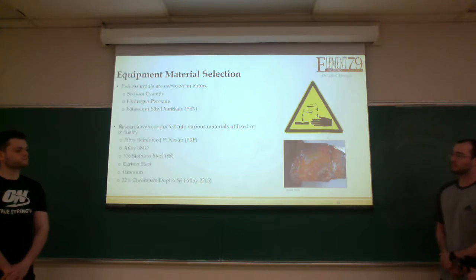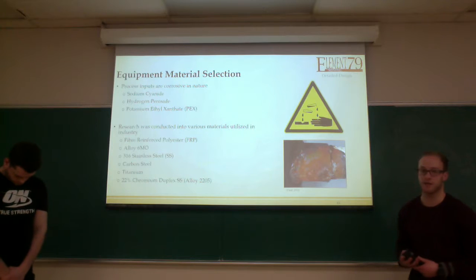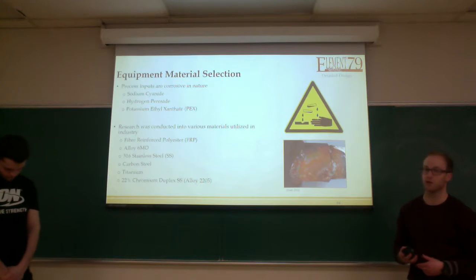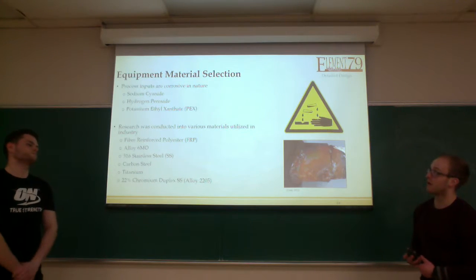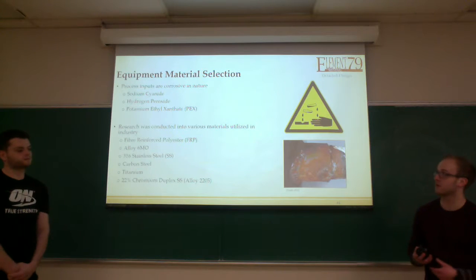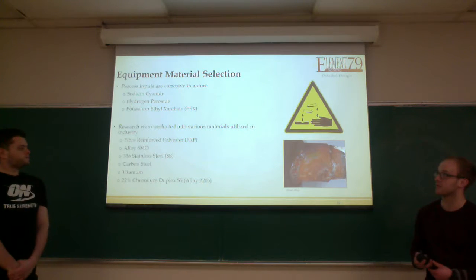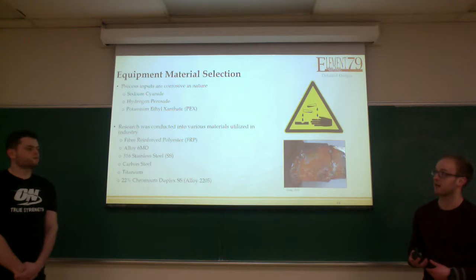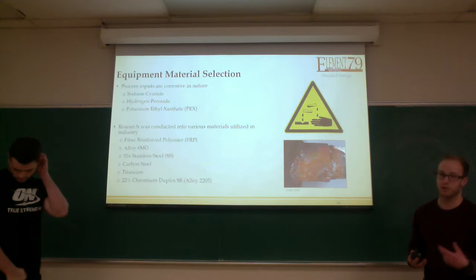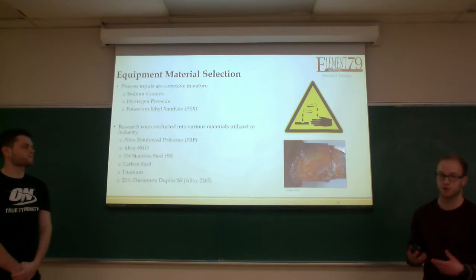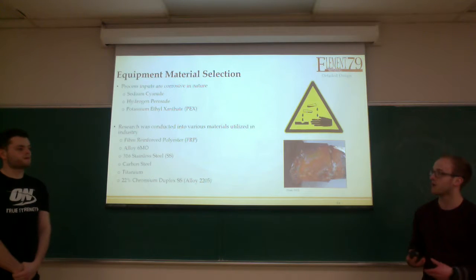So the next step in our detailed equipment design was coming up with material to use within the process. That's due to the fact that the process utilizes corrosive materials such as sodium cyanide, hydrogen peroxide, potassium methyl xanthate. So research was conducted into several materials and also based on the knowledge of the group, such as fiber reinforced polyester, alloy 6MO, 316 stainless steel, etc.